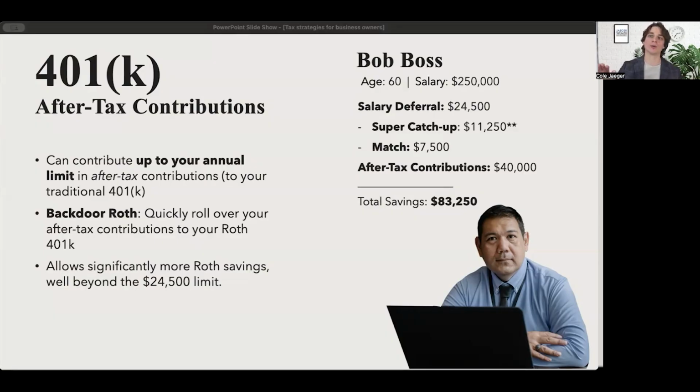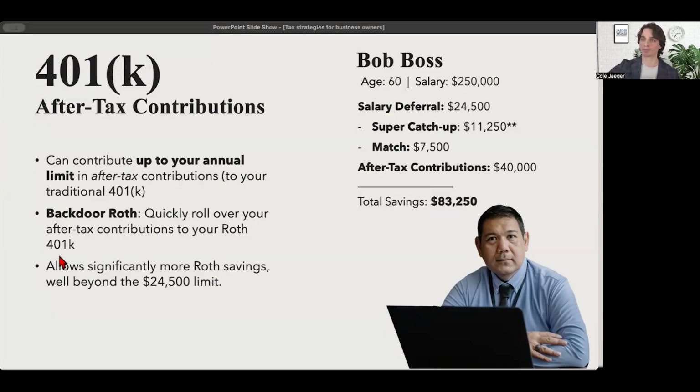Many plans don't allow for these additional after-tax contributions, and that's why when you're setting up your plan, it's really important to be careful about who is hosting your plan. And it's one of the reasons why we don't always recommend off-the-shelf plans, because they may not let you customize that deeply.